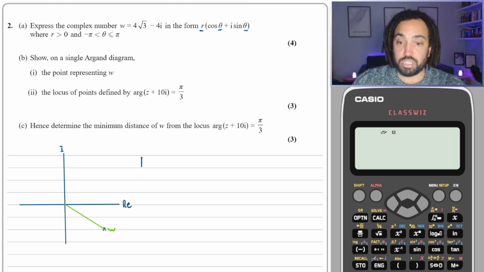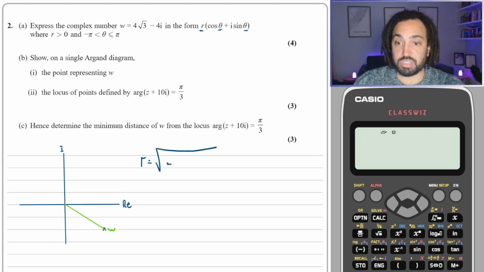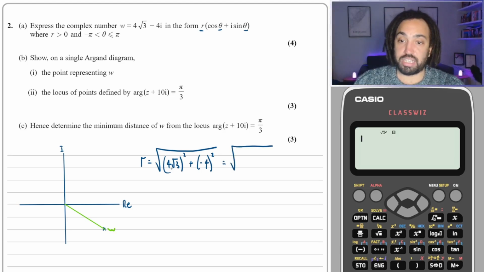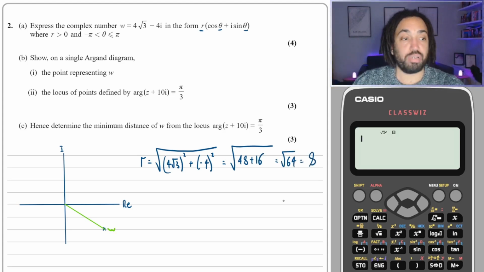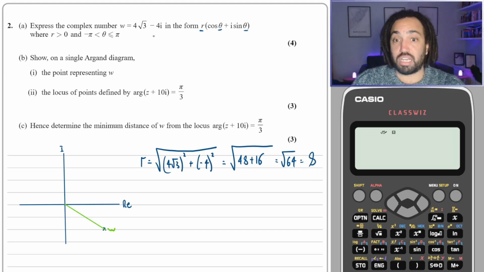Right, so the modulus, the R, is the distance that it travels. So we use Pythagoras to work that out. So I'll take 4 root 3 and I will square it. And I will add that to minus 4 squared. Just like that. And rather than using a calculator, that's going to be 16 times 3, which is 48. And that's going to be 16. So that's root 64, which is 8. Perfect. Okay, next I need the angle.